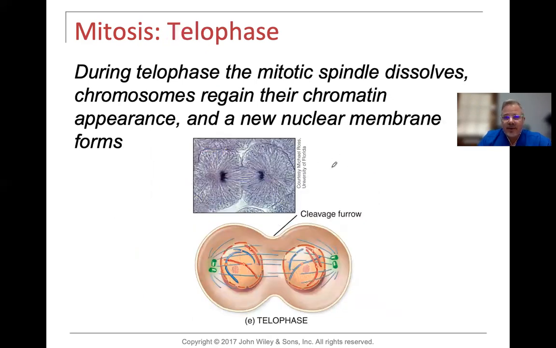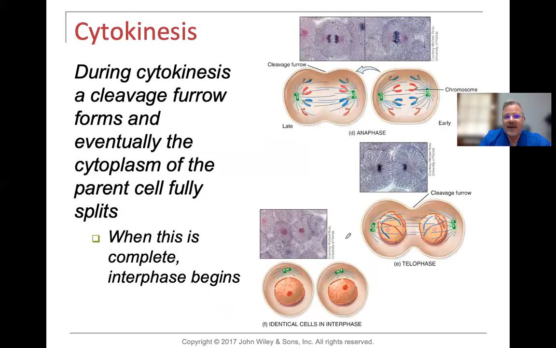And now in telophase, what you see is that the mitotic spindles, those microtubules, start to dissolve, and the chromosomes regain the chromatin appearance, and the new nuclear envelope forms. And you start to see this cleavage take place on both sides. And what will happen is that that cleavage is going to pinch like this and eventually separate. And that's what cytokinesis is, right? The cleavage furrow forms, and eventually the cytoplasm of the parent cell fully splits. And when you see that split, when it's complete, then interphase begins.